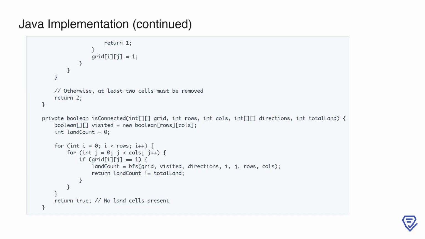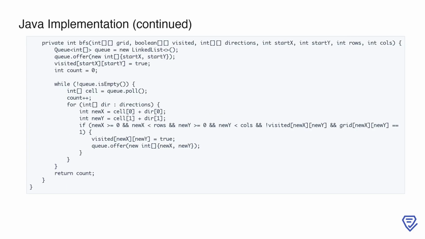At the heart of the solution is the isConnected helper function, which determines whether the grid still contains a single connected landmass. This function uses a breadth-first search (BFS) approach to count the number of reachable land cells from an arbitrary starting point. If the number of reachable land cells does not match total land, it indicates disconnection. The visited array ensures that each cell is processed only once during BFS, and the loop iterates over all cells to find the first land cell to start the search. If no land cells are found, the function returns true, as the grid is effectively disconnected.